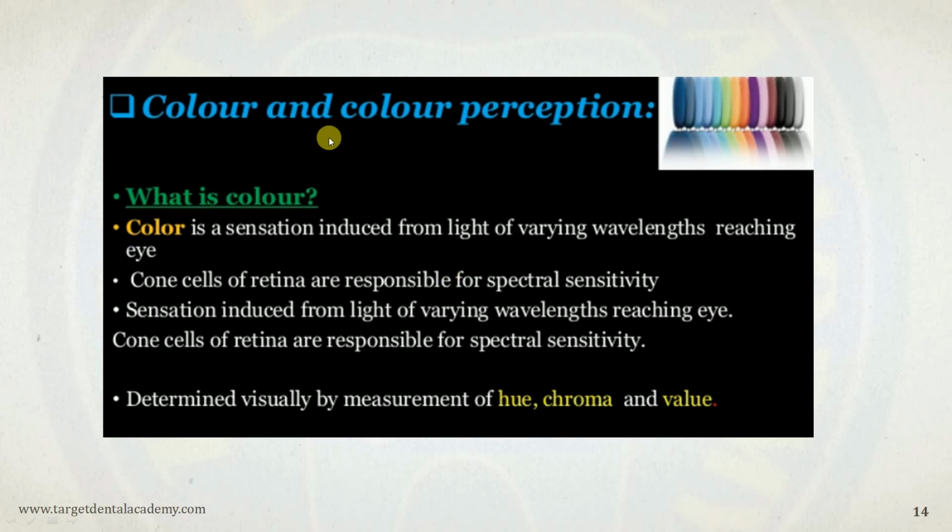Coming on to the very important part, color and color perception. So what is color? Color is a sensation induced from the light of varying wavelength reaching the eye. As you all know, our eyes carry two types of cells, the rod cells and the cone cells. The cone cells of the retina are responsible for spectral sensitivity, determined visually by measurement of hue, chroma and value. The three important terminologies.